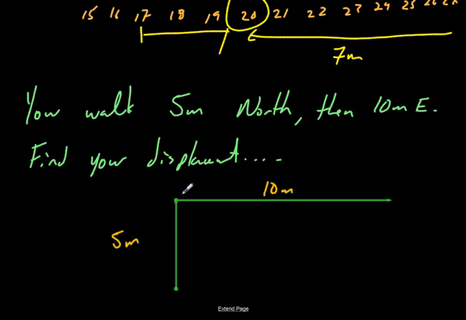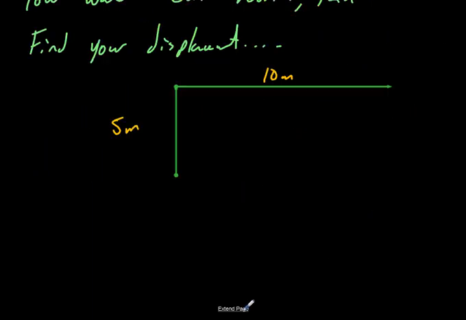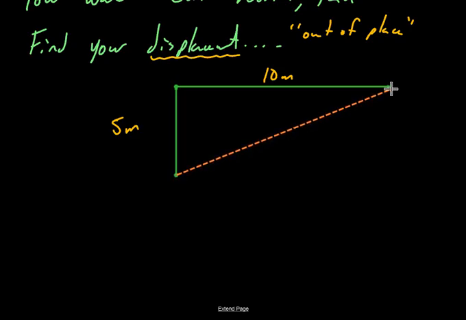So how far in total did you walk? Well, you walked 15 meters, right? But what we want to know is what is your displacement? So displacement means how far out of place you are. And we know it's a vector, so it's also going to include a direction. So your displacement is actually going to be this, right? The reason being is because this is your start point, your initial point, and this is your final position.